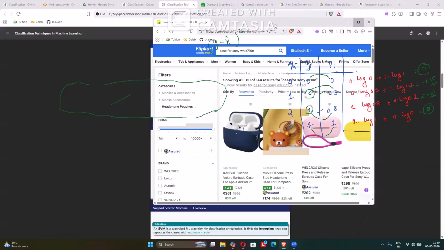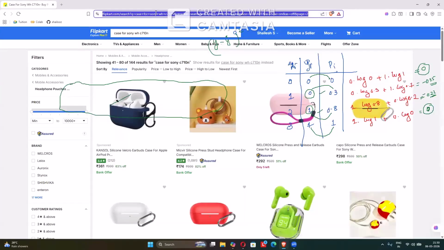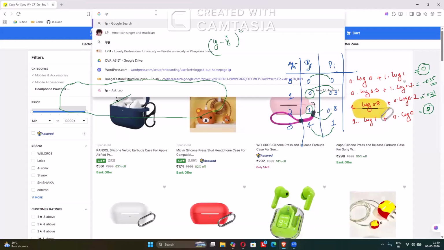There's a doubt. Actually, what is this P? Is it the probability value that the sigmoid function gives you? Yes, sigmoid of wx plus b. That is P.